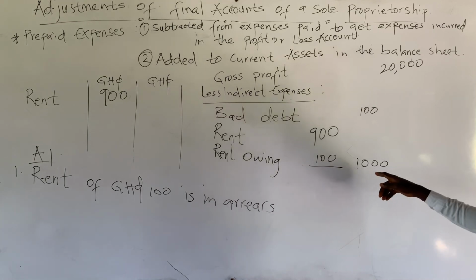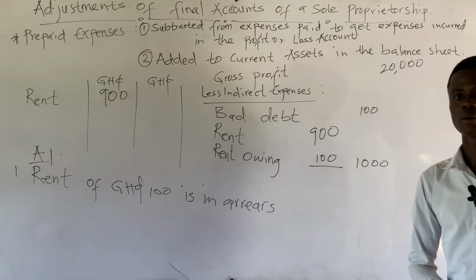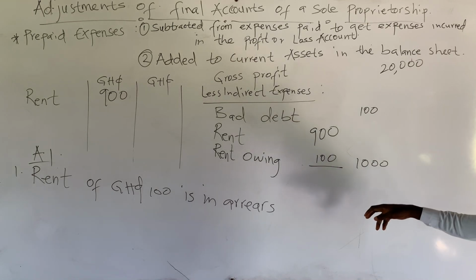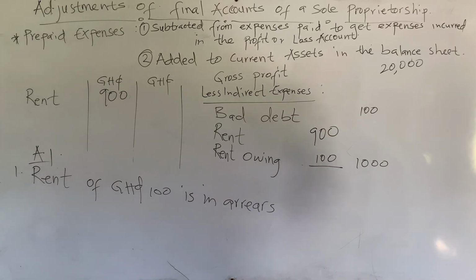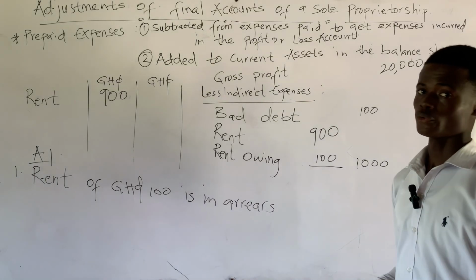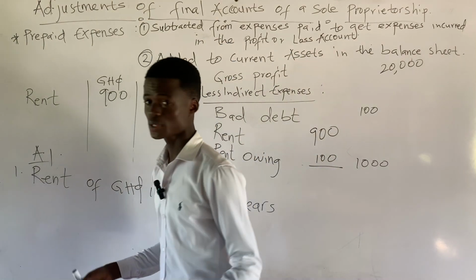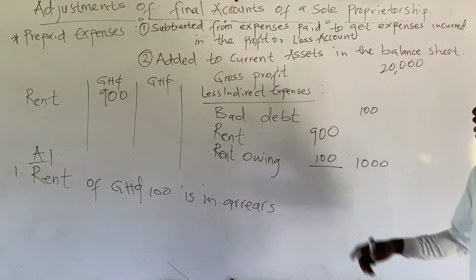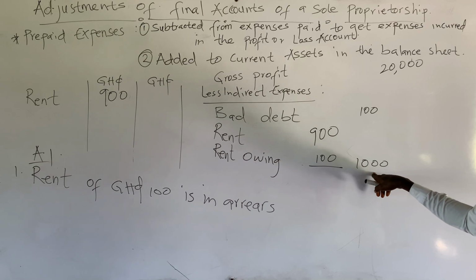And this is the one that the matching concept is saying should be matched against our revenue to get our profit or loss. So this is the one that will be added to other expenses to get your total expenses. And at the end of the day, the total expenses will be subtracted from the gross profit or loss to get your net profit or loss. Okay, so the first treatment of expenses owings is that the expenses owings will be added to expenses paid in the profit or loss account to get your expenses incurred.